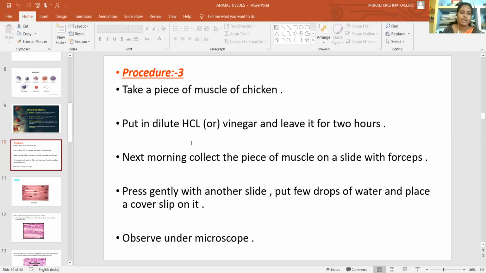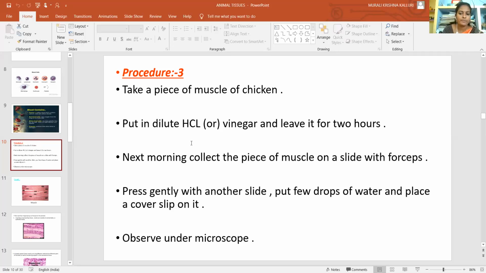Next morning, collect the piece of muscle on a slide with the help of forceps. First, we take one slide, collect the piece of muscle and put it on the slide with the help of a brush or forceps, and press gently with another slide.